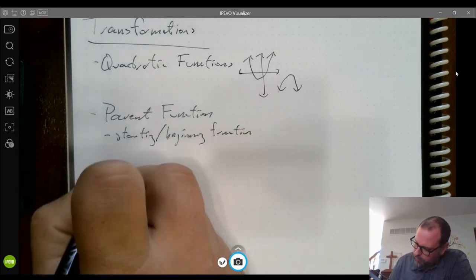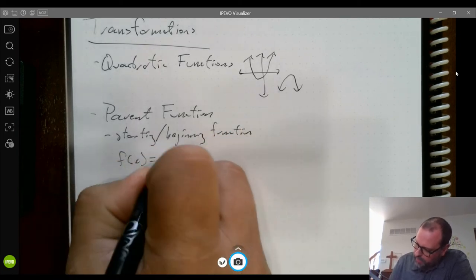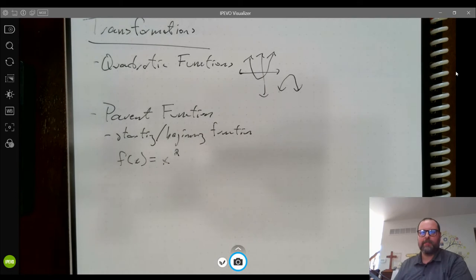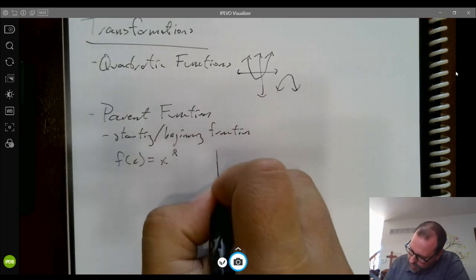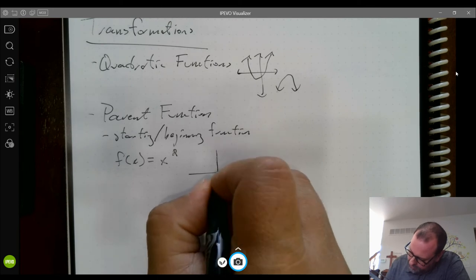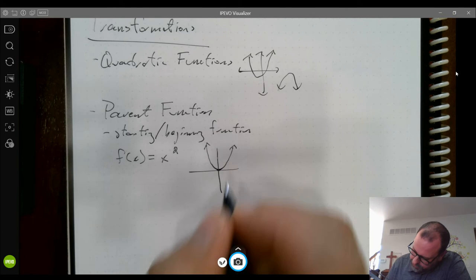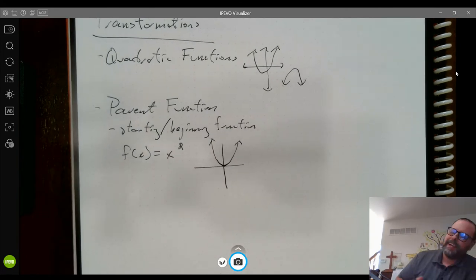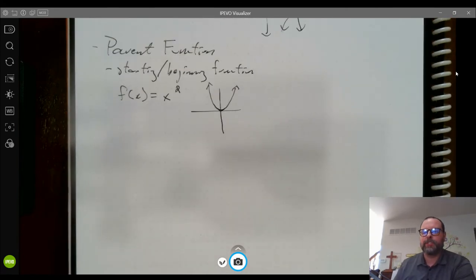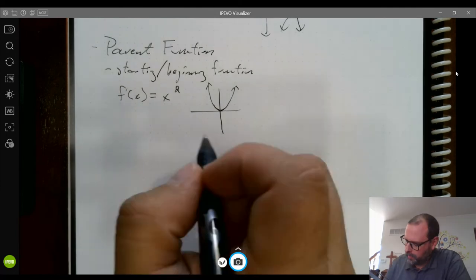And for the most part, our parent function is going to be f of x equals x squared. That is the graph that is at 0, 0. We call that the vertex, but it's just going to be a normal U. And the perfection of how your graphs look is okay. We're worried about how they're moving left, right, up, down, those kinds of things. So that's what we're going to start with here.